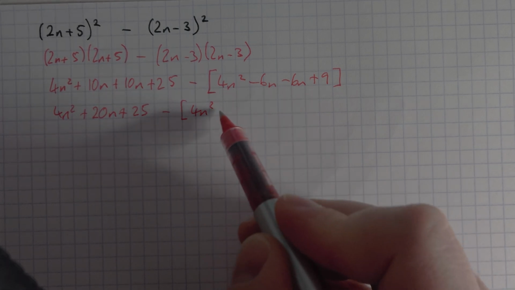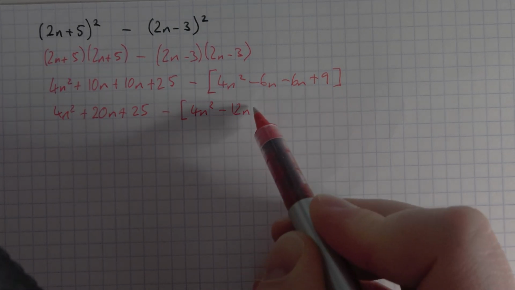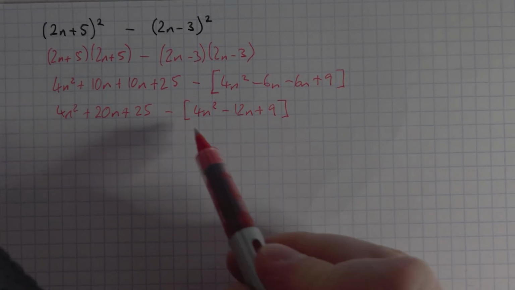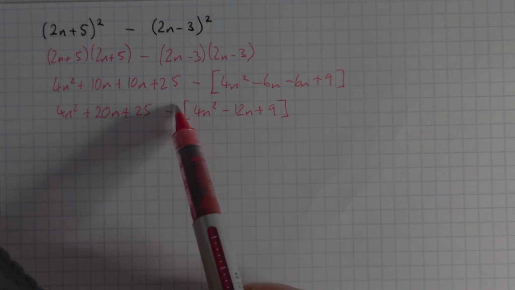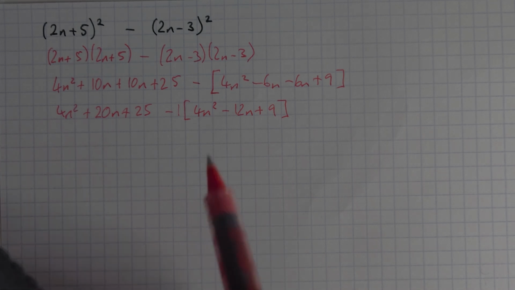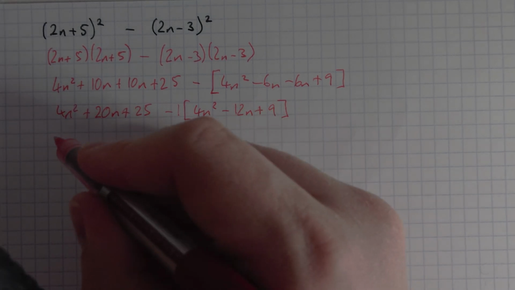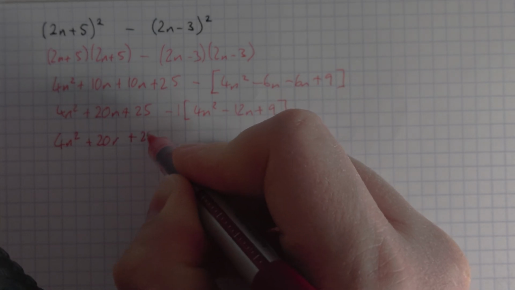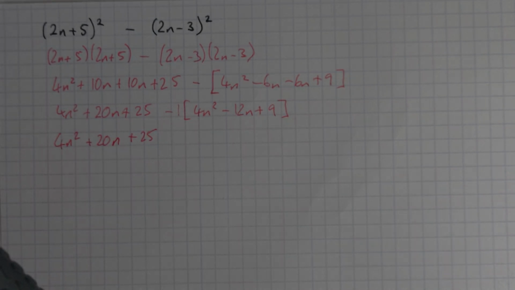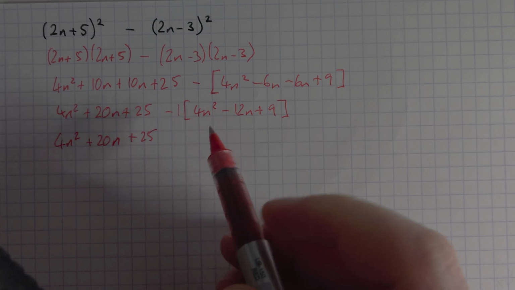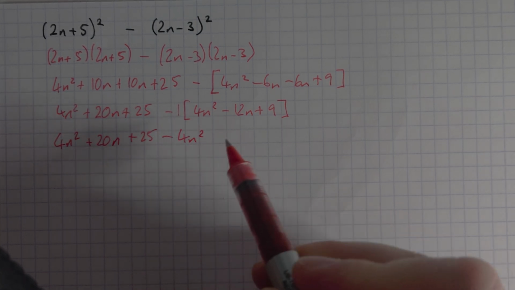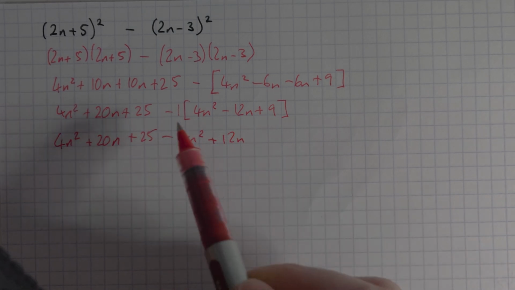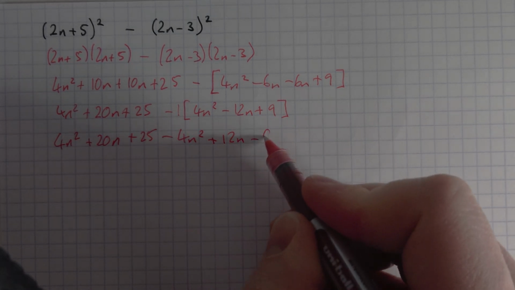Minus 6n, take away another 6n is minus 12n. Add 9. Now I can expand the big brackets because really it's one lot of everything that's in the brackets. So let's leave this alone. 4n squared plus 20n plus 25. That's going nowhere. But minus 1 times 4n squared is minus 4n squared. Minus 1 times minus 12n is positive 12n. And minus 1 times 9 is minus 9.